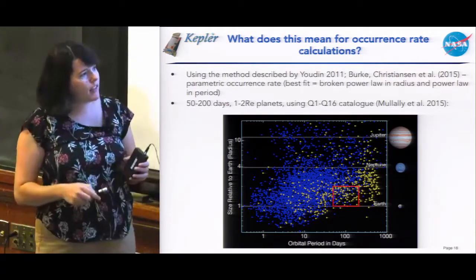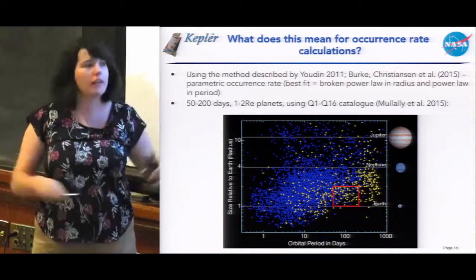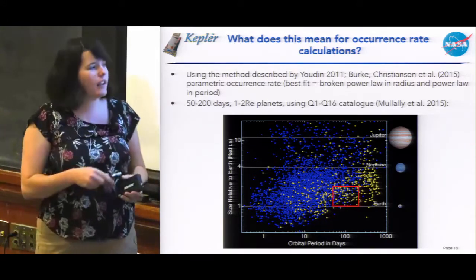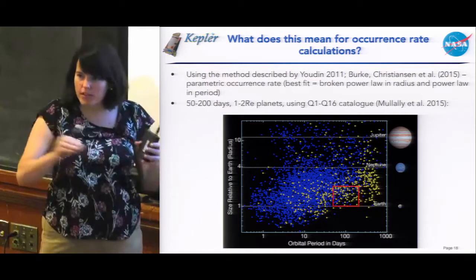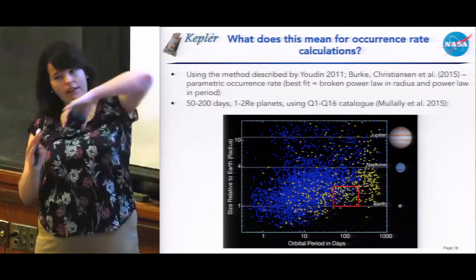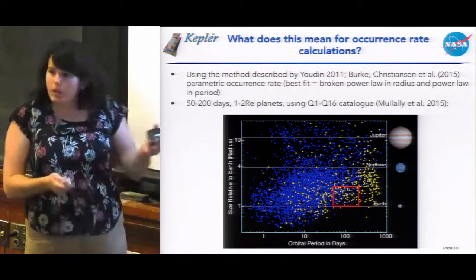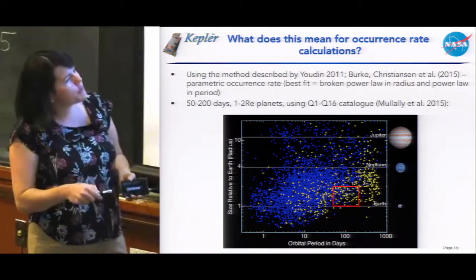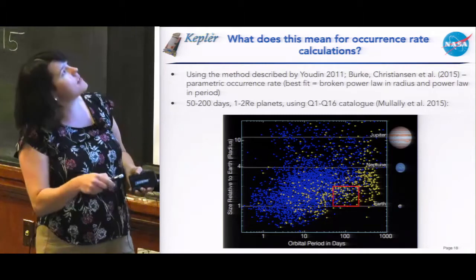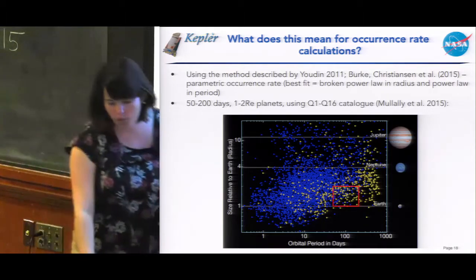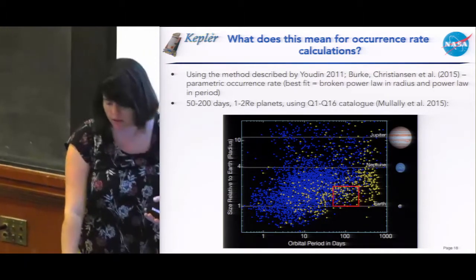And the other is that you fit a function across that space. You say, okay, I think that there's some physical law underpinning the distribution that I can fit, and instead of dividing it up into boxes and calculating the occurrence rate for each box, you fit a function across the parameter space you care about. So that's the one we're using here. So we're trying to fit a function across this box. It's 50 to 200 days, 1 to 2 Earth radius planets, using the Q1 to Q16 catalog.